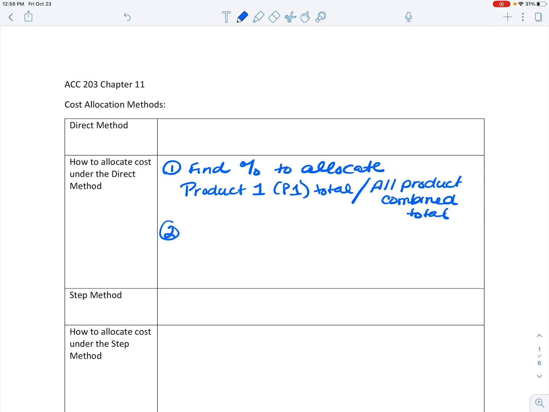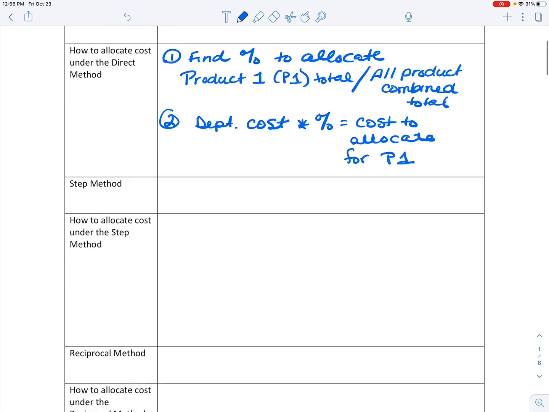The second step then is to take those departmental costs and you're going to multiply it by that percentage for this product, and then that's how much you'd allocate to product 1. And you would do this for each product that you have. So that's the direct method. It's pretty straightforward, simple. The step method, a little bit more complex.